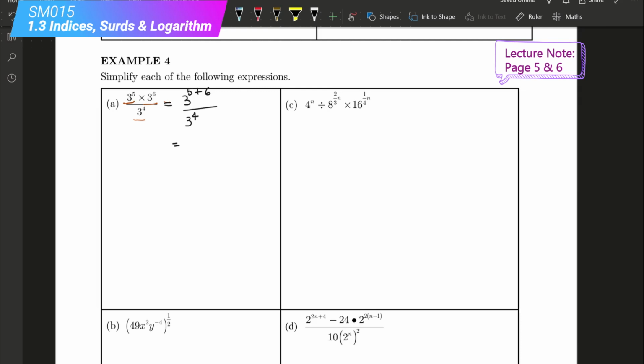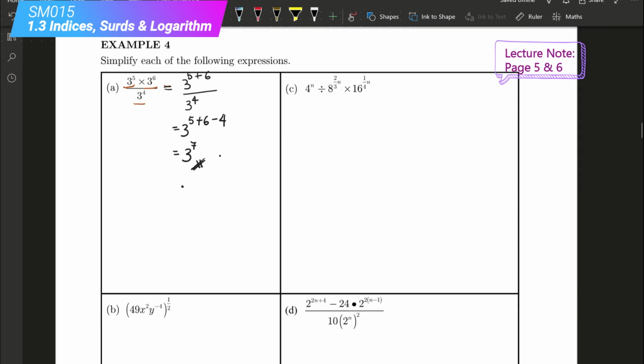Now involving divide. If the bases are dividing, meaning the indices are dividing with each other, we need to subtract the power. So it will become 3 to the power of 5 plus 6 minus 4. So what's the answer, class? It will become 3 to the power of 7. Okay, that's the answer. It's a very simple example.